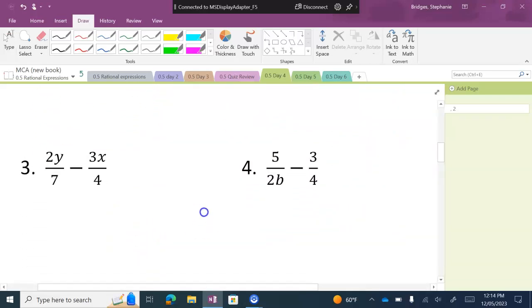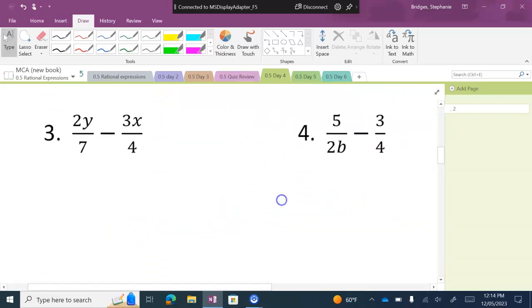All right. I would like for you to try 3 and 4. My denominators are 7 and 4. Looking at that larger denominator of 7, does 4 go into 7 evenly? No, but what number can both 4 and 7 divide into evenly? 28. Okay. So I'm going to rewrite both of my fractions.